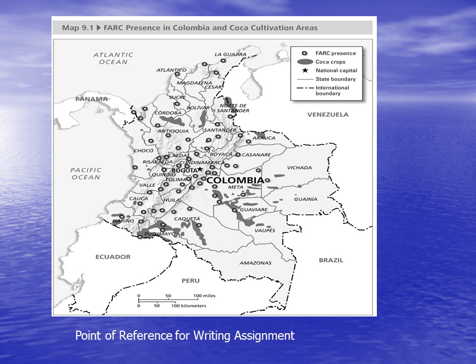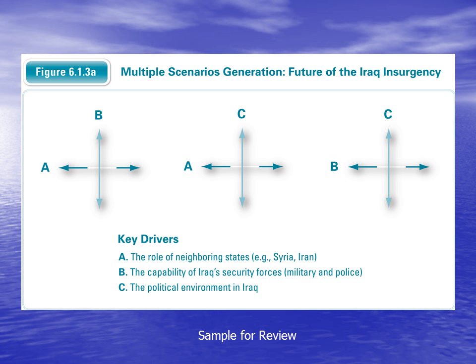I put this map in strictly because you've got a writing assignment, a practical exercise to do. You'll use this as a point of reference since the exercise deals with the Revolutionary Armed Forces of Colombia. This is just an example of multiple scenario generation, in this particular one, of the future of the Iraq insurgency.